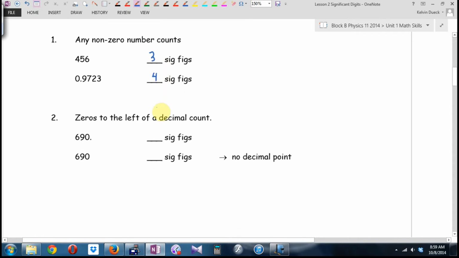Zeros to the left of a decimal count. So one I have here is 690 point. And one I have here is 690. No decimal point. This has 2. By putting the decimal point after that 0, what I'm saying is I actually measured that 0. That's not like me rounding off. I added that decimal to let you know that 0 is important. That has 3. That has 3.